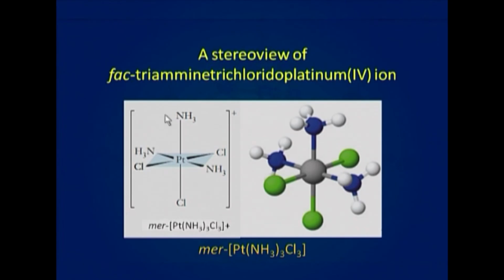Here is a stereo view of meridional triammine trichlorido platinum(IV) ion. The three chlorido ligands are all on one meridian, that is, in one plane, and the three amine ligands are all on a perpendicular plane. Hence, this isomer is a meridional isomer.